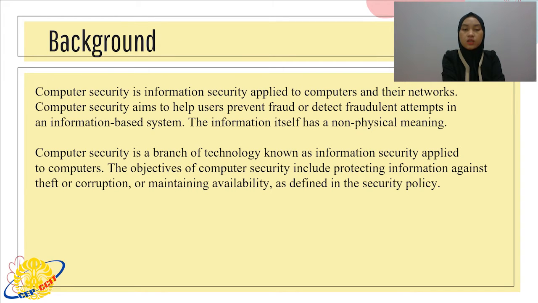Computer security is information security applied to computers and their networks. Computer security aims to help users prevent fraud or detect fraudulent attempts in an information-based system. The information itself has a non-physical meaning. Computer security is a branch of technology known as information security applied to computers. The objectives of computer security include protecting information against theft or corruption, or maintaining availability as defined in the security policy.